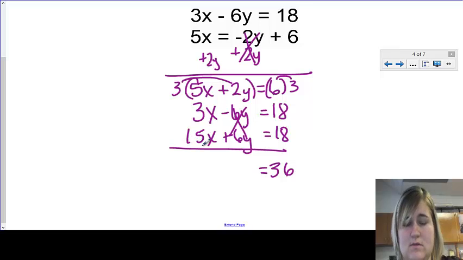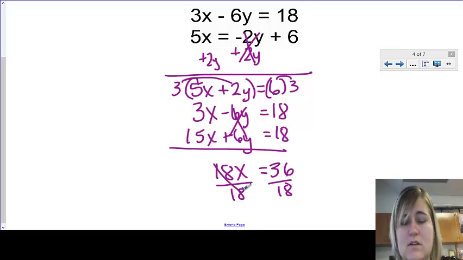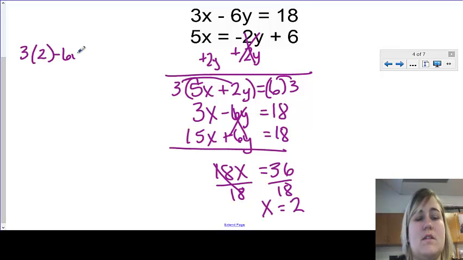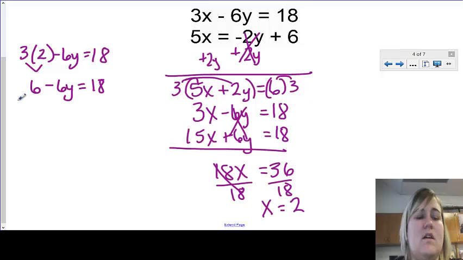3x plus 15x gives me 18x. To get x by itself, I'm going to divide by 18 on both sides, which leaves me with x is equal to 2. So I can now take this, plug it in up here. So I have 3, instead of x, I'm going to put 2, minus 6y equals 18. This gives me 6 minus 6y equals 18.